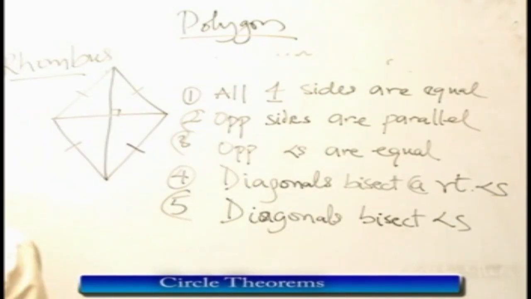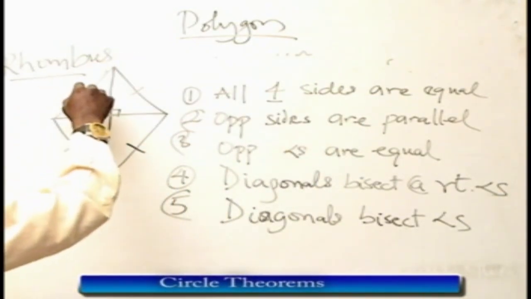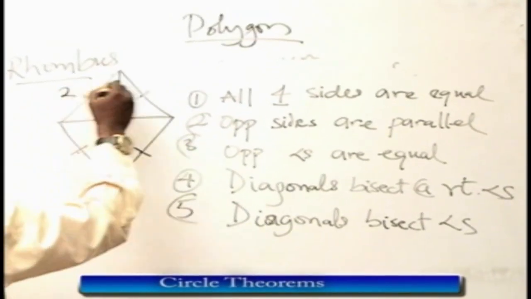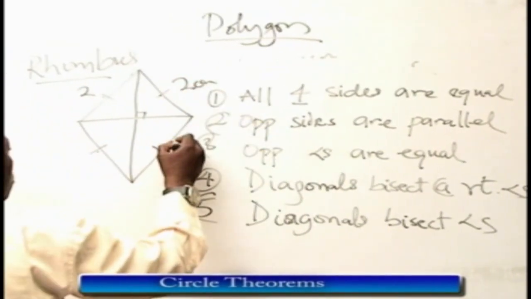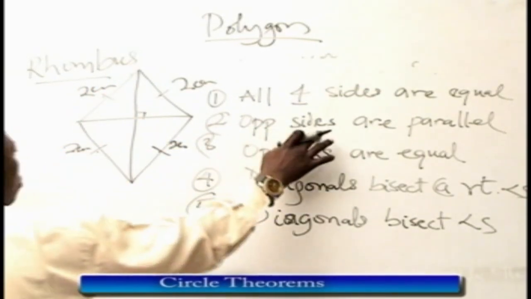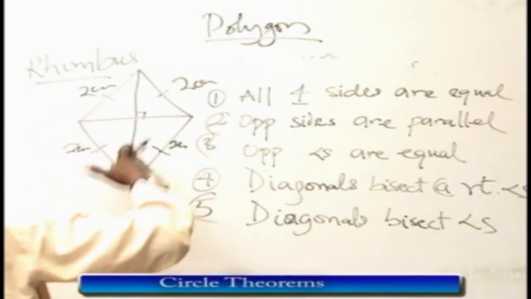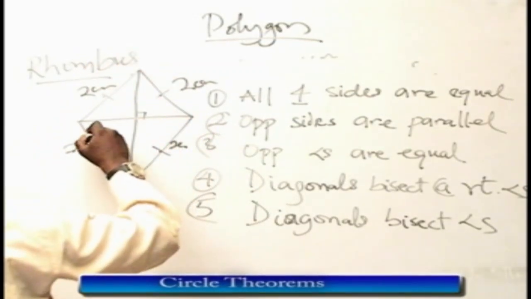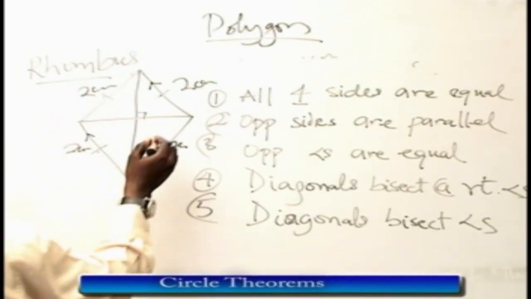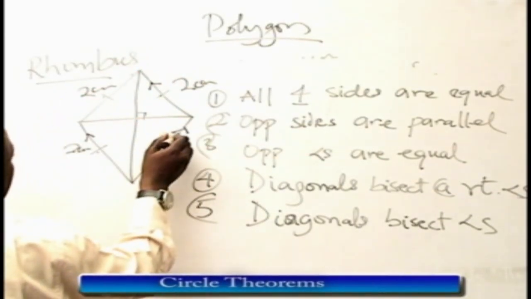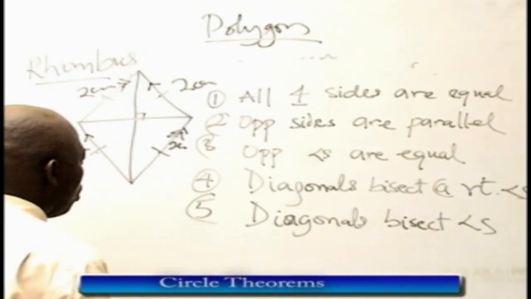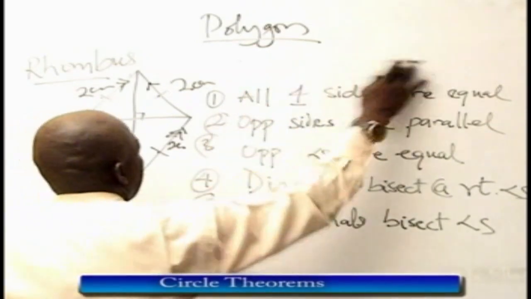Okay, let's quickly look at that. Number one, all four sides are equal. This side is equal to this side, is equal to this side, is equal to this side, which means if this one is 2 centimeter, all the sides are 2 centimeter. That's the meaning. Number two, opposite sides are parallel. This side is opposite to this side, and it means again it is parallel to this side. If you look at this side and this side, they are opposite. It means again it is parallel to this side. That's number two property.